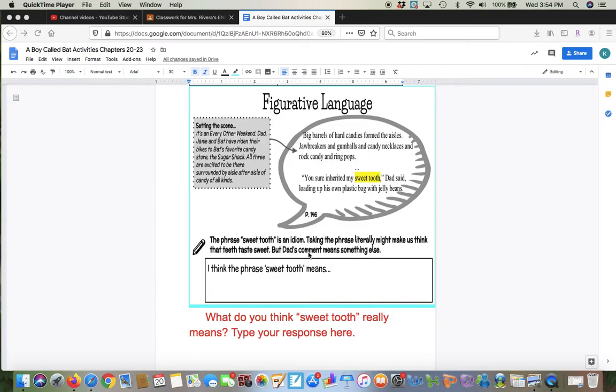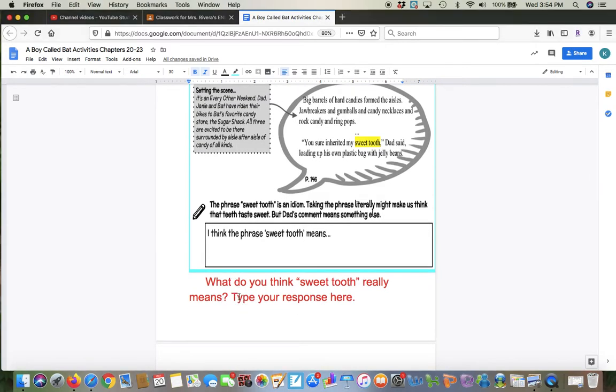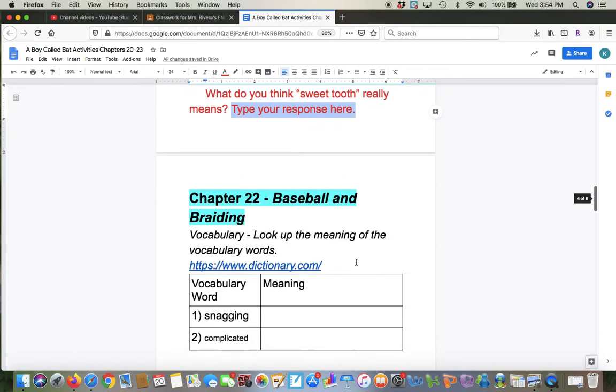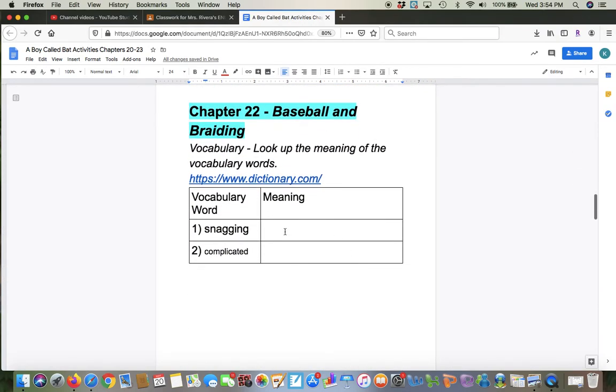And it says it might make us think that teeth taste sweet, which that's not what it means. But Dad's comment means something else. So I want you to write, I made it red. Usually where you type your response, I usually try to keep it red so you know. What do you think sweet tooth really means? Like, what do you think the dad meant by that? And you could type your response here. Okay? Chapter 22, here's some vocabulary. We have snagging and complicated.